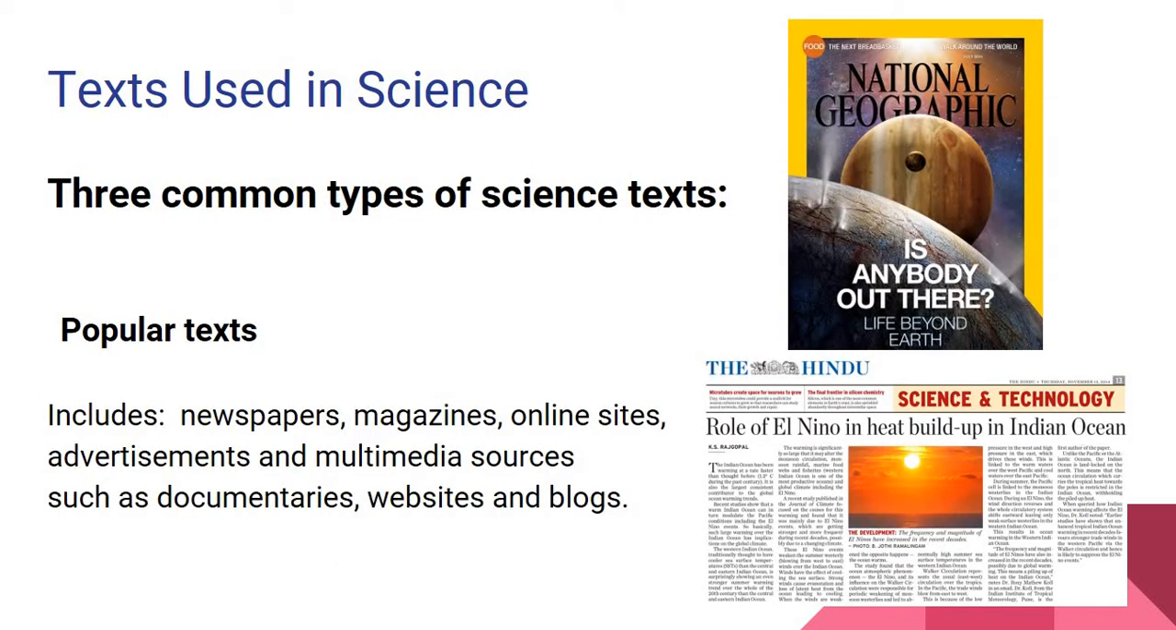The first one is popular text. The article Read Like a Scientist states that popular text make new knowledge derived from primary scientific texts accessible to the public. Popular text include newspapers, magazines, online sites, advertisements, and multimedia sources such as documentaries, websites, and blogs. Although these articles are ideal to engage students in a science unit, scaffolding is needed to help students make connections between science and their own lives. In the chart that you will see in the next few slides, popular text help to raise awareness, understanding, and encourages action and are best used at the start of a unit.